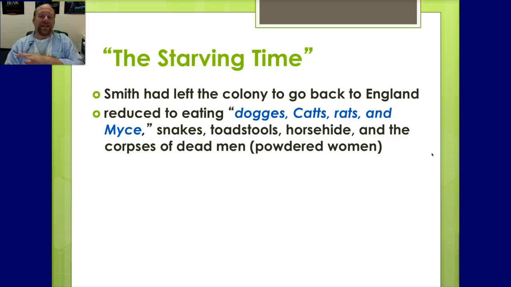When he left, it got so bad there because there's no one there to really kind of take care of the colony and to stave off the Indians. They were reduced to eating, and this was spelled the way it was actually written in a journal: dogs, cats, rats, and mice. Also snakes, toadstools, horsehide. And they even ate dead men and dead women.